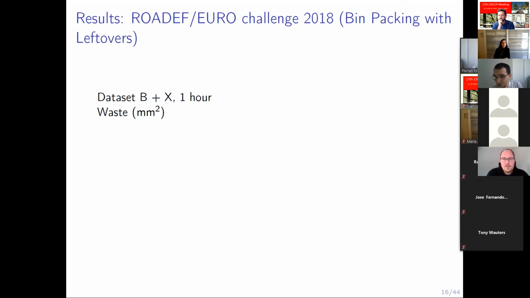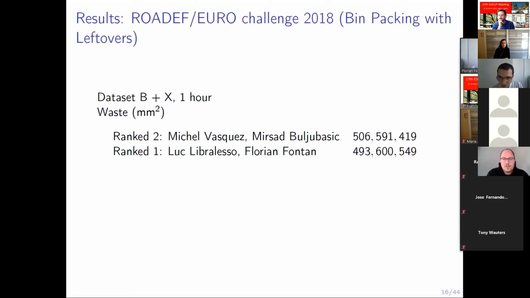So first, the results for the problems of the challenge. So these were the results of the challenge. So the second team, from Michel Vasquez and Mirsad Bouljoubazik, had 506, and we had 493. Then what we just saw in the previous talk, Parreno, Alonso, and Alvarez-Valdes, they fixed their algorithm and they got 478, so they improved the results.